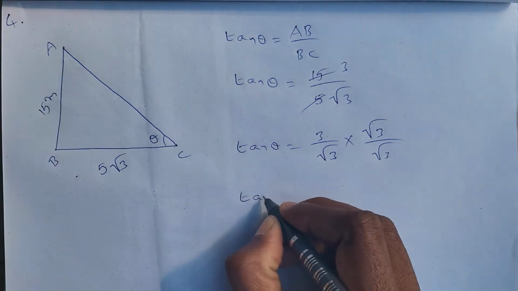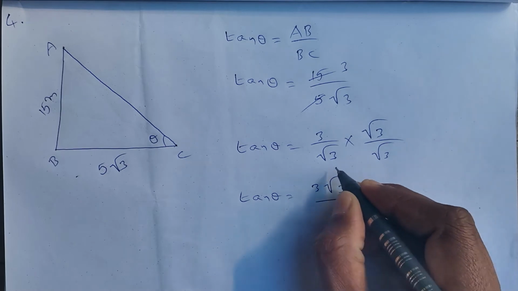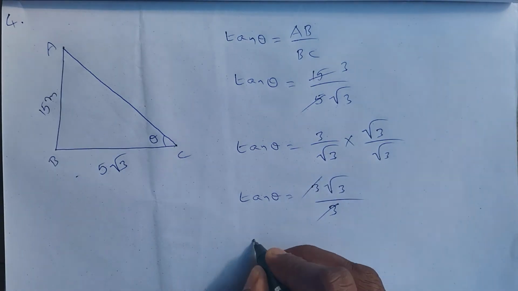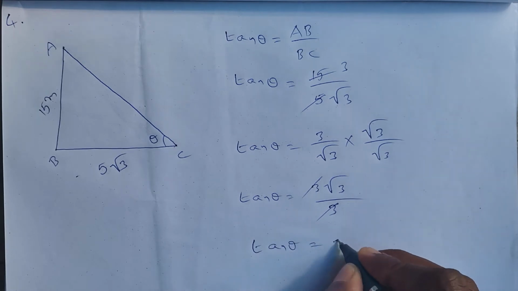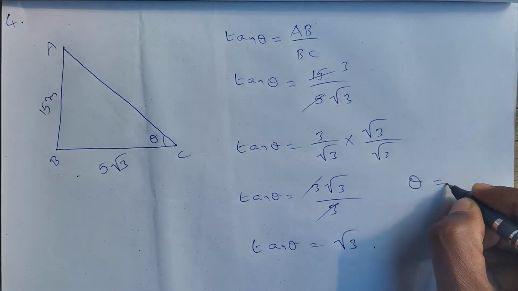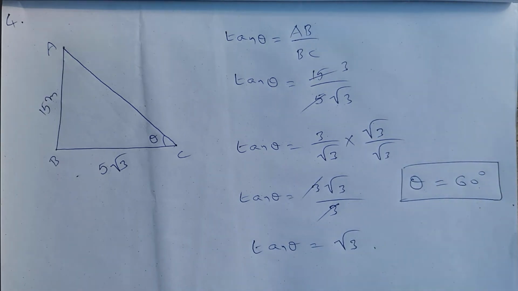So tan theta is equal to 3 into root 3, 3 root 3 by root 3 into root 3, 3. So this 3 will get cancelled. So we remain with tan theta is equal to root 3. Tan theta value is root 3. So which angle of tan is root 3? It is 60 degrees. So theta value is 60 degrees.